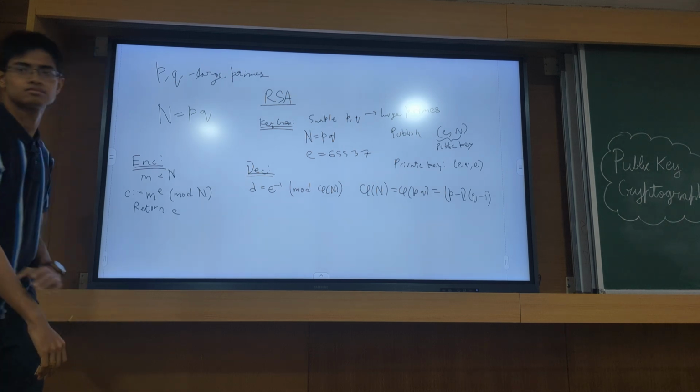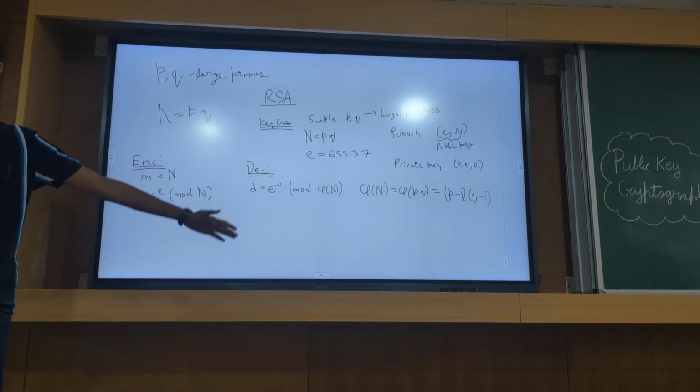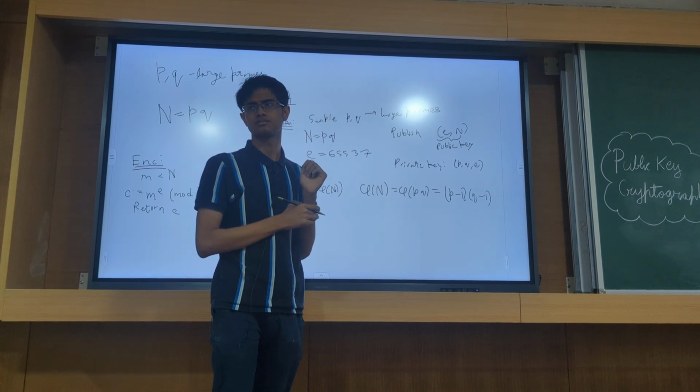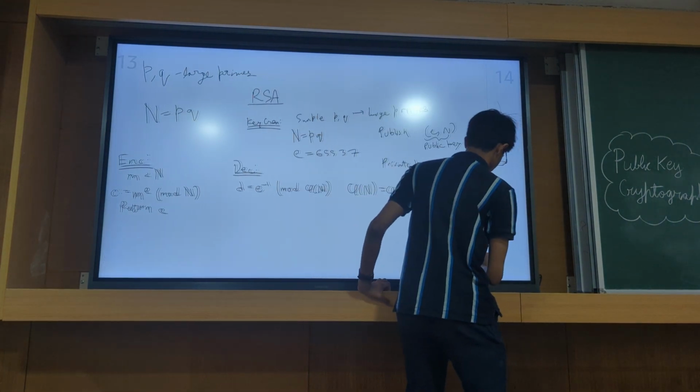And you ask why this will be p minus 1 times q minus 1? That's the math we just did. This is the formula for the Euler totient function. I don't think we covered the formula. Did we not? Okay, with the prime factorization.